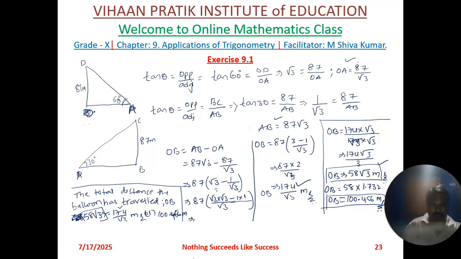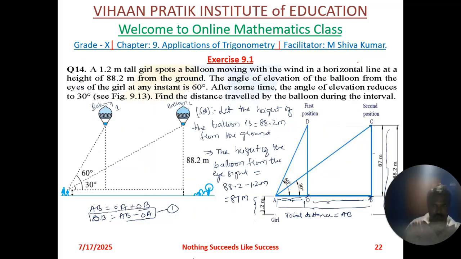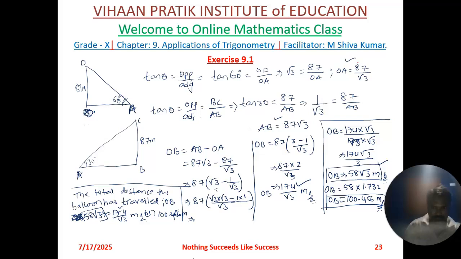I hope all of you have understood this. Please go through the problem and understand it. Here we do not have an angle of depression, we only have the angle of elevation. So understand that we subtracted the height of the girl from the total height, then we have found out the distance. And the answer can be in three different ways: one is 174 divided by root 3, another one is 58 root 3, another one is 100.456. So these are the three answers, all in meters.